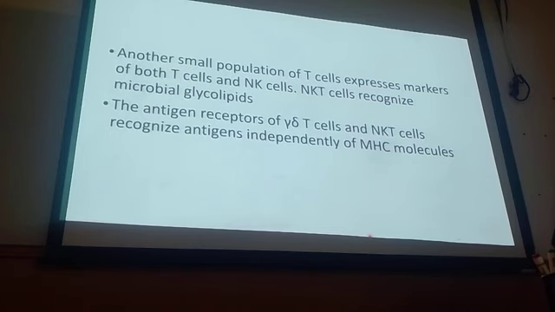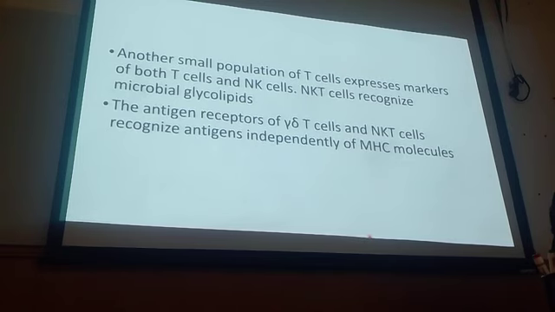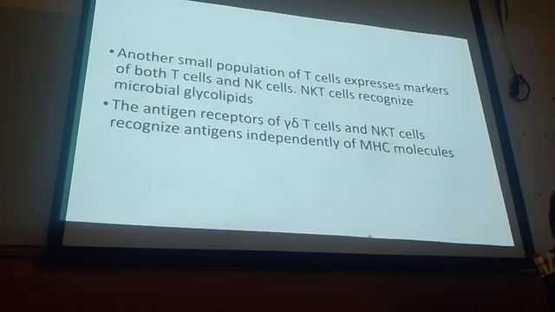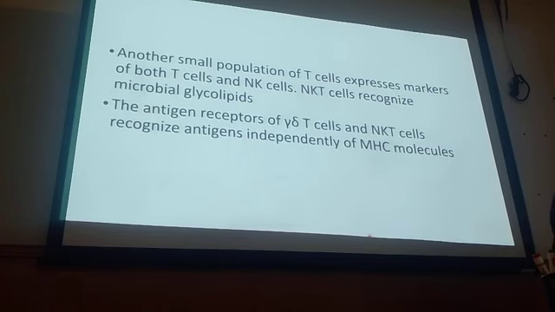CD4 positive or T helper cells, they produce cytokines. But gamma delta T cells are more like CD8 positive in function, but they do not need any antigen presenting. They are very low concentration in our body and only in the mucosal surfaces. But we have some types of lymphoma, for example, gamma delta T cell lymphoma. It's a very rare type of lymphoma.